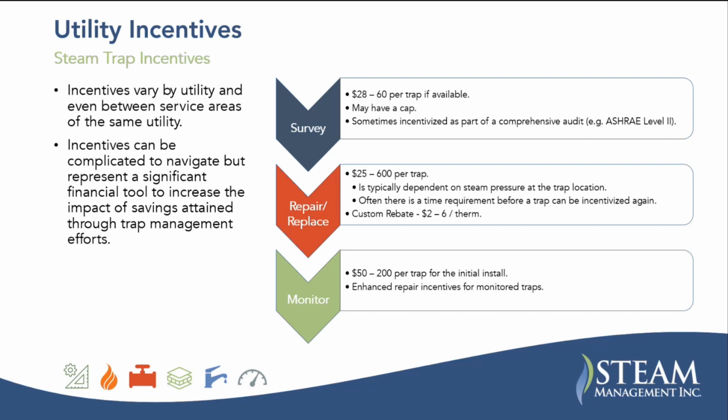Monitoring, so $50 to $200 per trap for the initial install of the monitor. Also mentioned earlier, some utilities will give you an enhanced repair incentive. So once the monitoring system is in, year over year, as you have failures and they are replaced, they reward you for replacing those failures, the basis being that you're repairing them more quickly and reducing your energy losses that way by using the monitoring system.